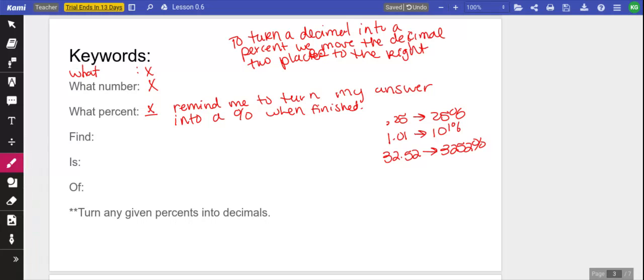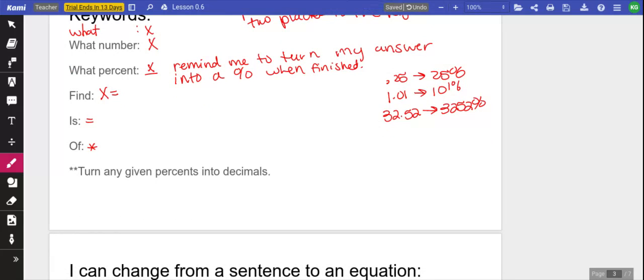Whenever I see the word find, I'm going to write it as X equals. Whenever I see the word is, that's just plain equals. And whenever I see the word of, that's multiply. Now, when I'm given the original problems, if they give me a percent, I'm going to change it into a decimal by moving the decimal 2 places left.